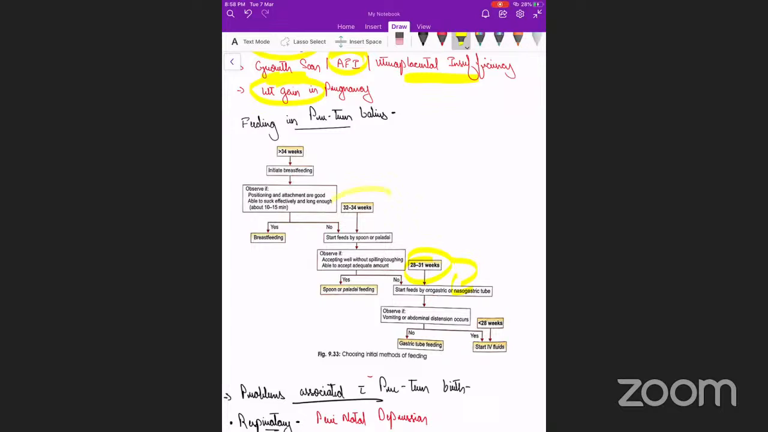Then between 32 to 34 weeks is when the swallowing reflex comes into the picture, by 32 weeks. So we start giving it by paladai or spoon feeds, correct? So between 32 to 34 weeks, it is paladai or spoon feeds. And after 34 weeks, the suck and swallow are both developed and coordinated, so we can initiate breastfeeding. So more than 34 weeks, it is breastfeeding. 32 to 34 weeks, it is spoon or paladai feeding. 28 to 32 weeks, it is through OGT or nasogastric tube. Okay, so this is a very important question: feeding in preterm babies, how do we initiate and how do we counsel the mother?